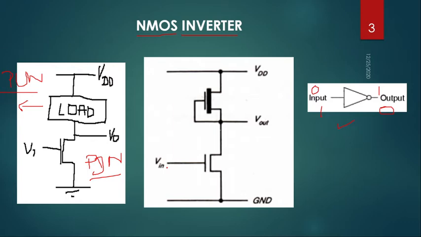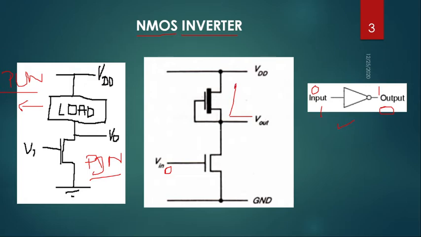So how is it working like an inverter? If we look at this, when Vin is 0, the enhancement NMOS will be turned off, and the load is already on, because depletion type load transistor means the channel is already there, and in enhancement the channel needs to be enhanced by applying some voltage. The shaded area represents the channel, and then Vout will be equal to VDD.